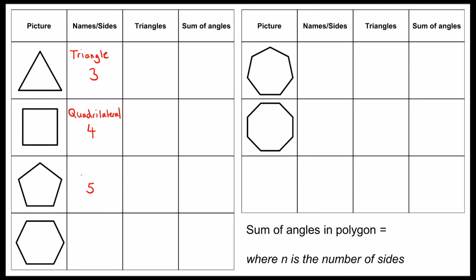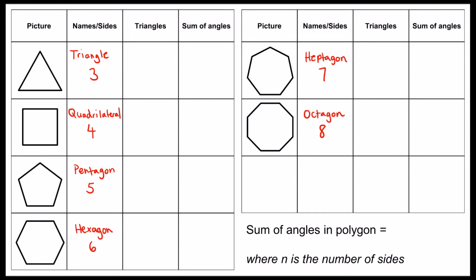We have a five-sided shape, which is a pentagon. The next is a six-sided shape, which is a hexagon. Next we have our seven-sided shape, which is a heptagon, also sometimes referred to as a septagon. And lastly we have our eight-sided shape, which is an octagon.